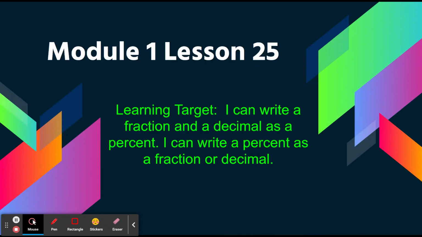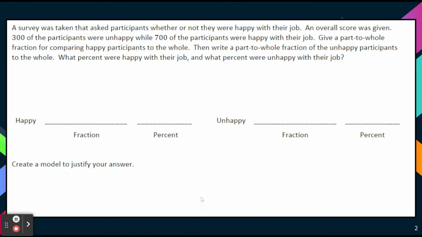Here we go with Module 1, Lesson 25. Looking at your notes, your learning target is that you can write a fraction and a decimal as a percent. You're going to do that as a whole quantity and write a percent of a whole quantity as a fraction or decimal. So we're still looking at that connection between fractions, decimals, and percents. And here we go. Make sure you have your pencil ready.